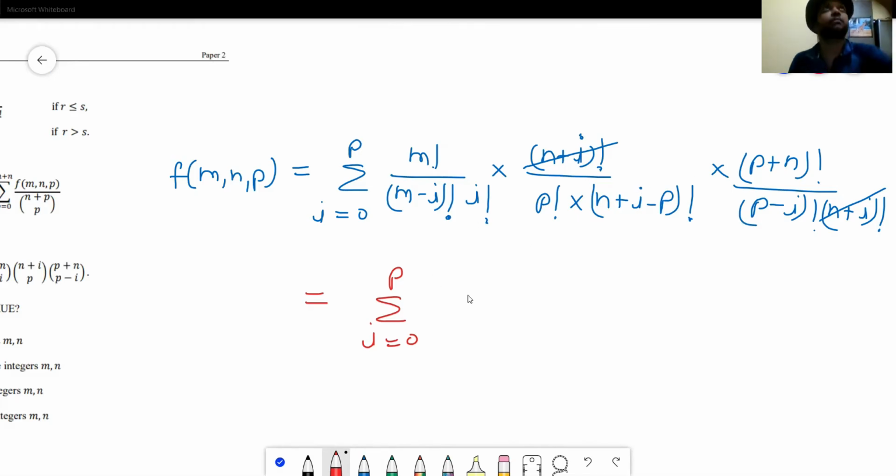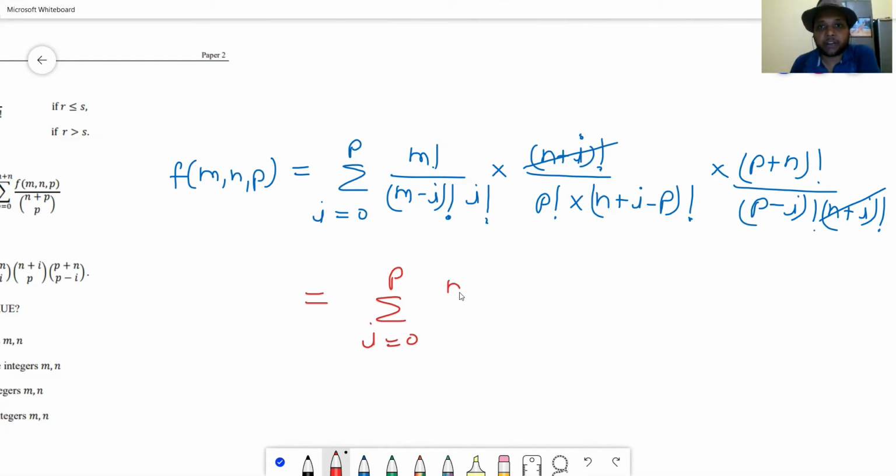This is nothing but mCi. Nothing has happened to this term. But something is happening here. Just think about it. If we take (p plus n) factorial upon p factorial outside, because there's no i involved in this, you would say, why are you doing this? What will happen to these two terms? There's something interesting in these two terms.